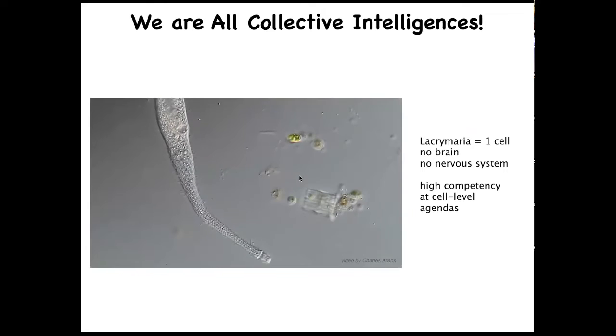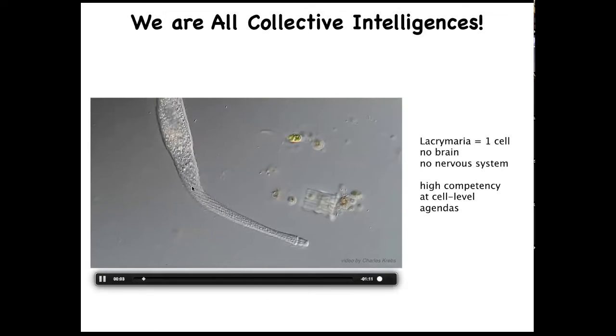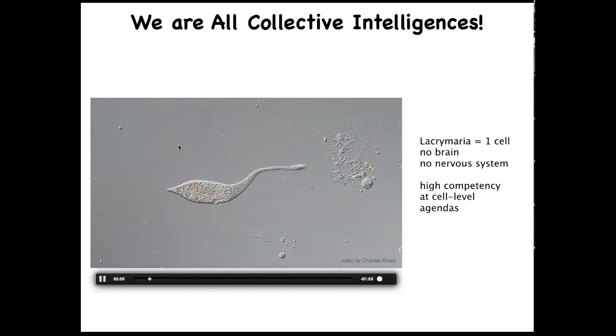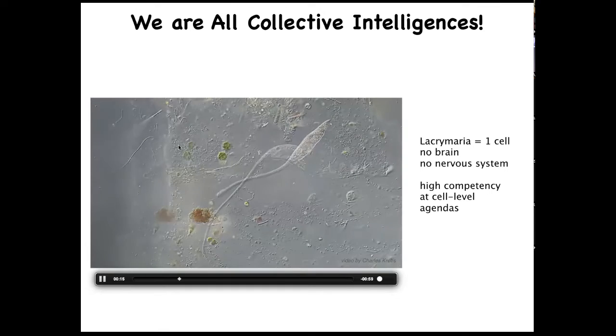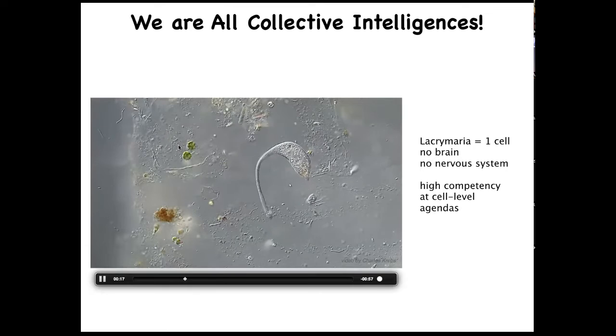And all of us are kind of collective intelligence because we're all made of things like this. This is a single cell. This happens to be a free living organism. This is called the lacrimaria. It has no brain, it has no nervous system, but you can see that it's quite competent at all kinds of tiny little cell level agendas. And so maintaining its metabolic goals, its physiological goals, its anatomical goals, and so on, it's quite good at it.